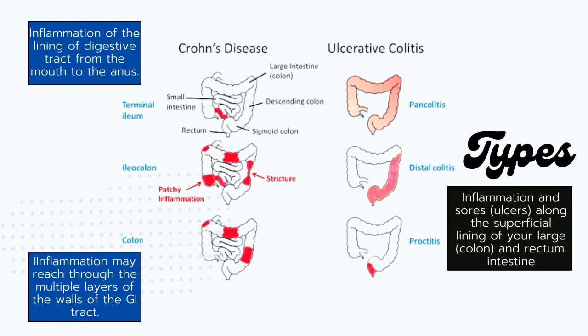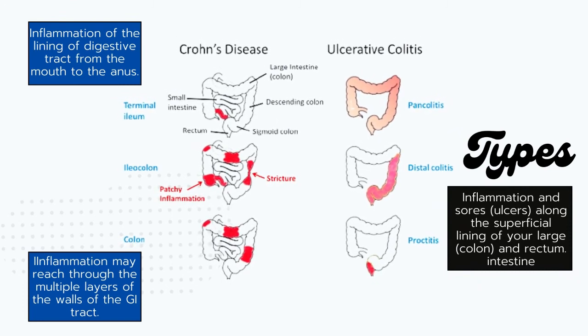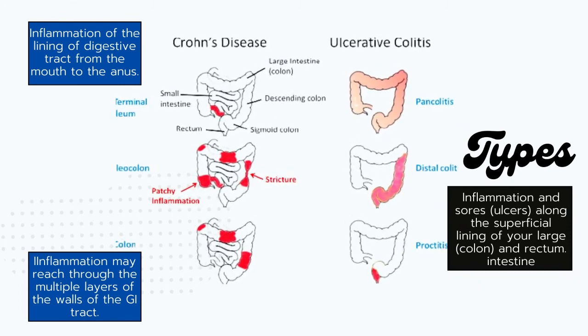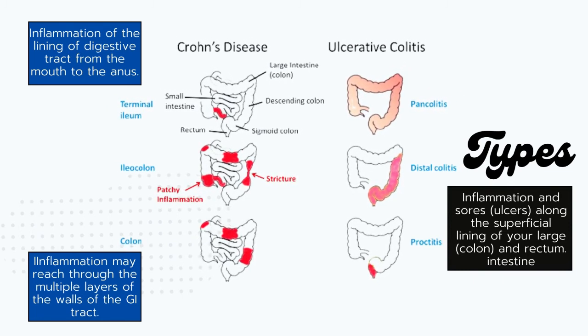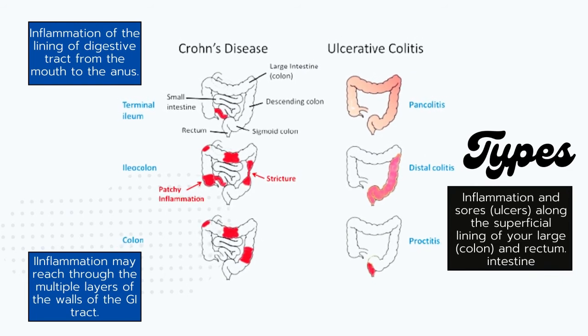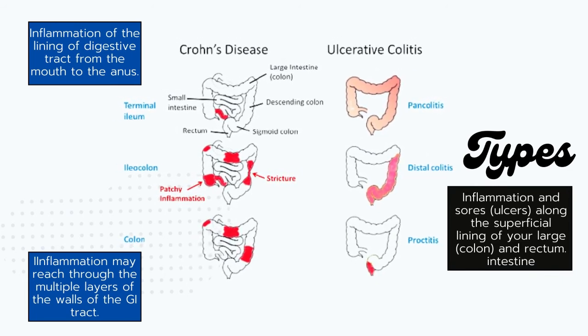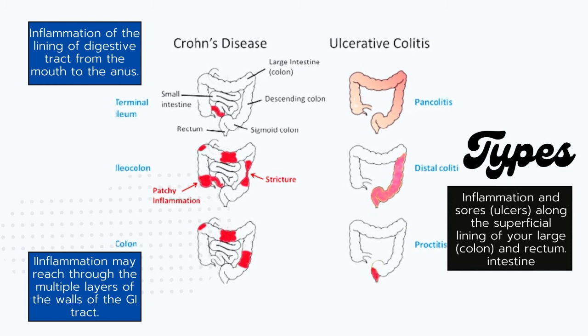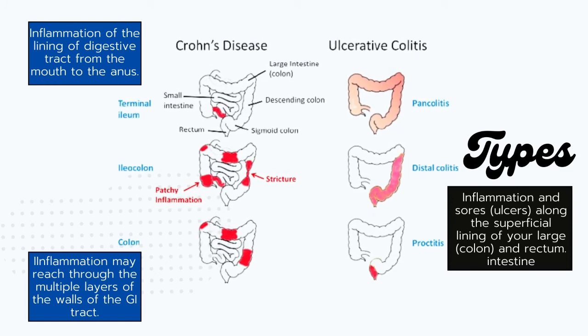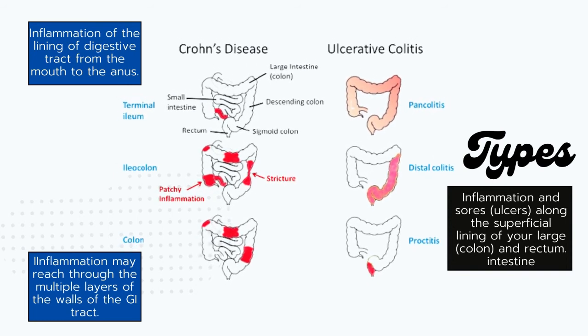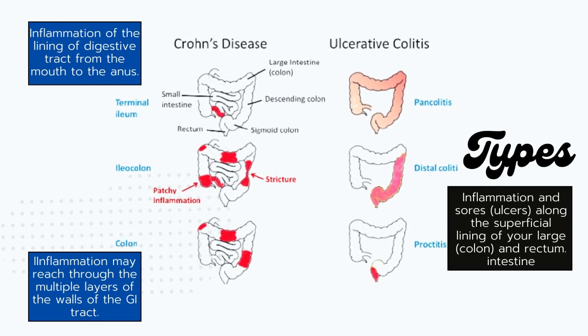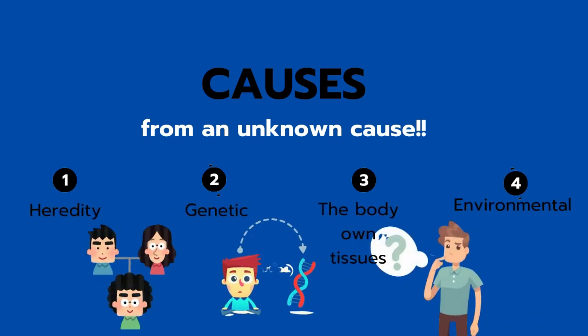IBD can be classified into two types. First, Crohn's disease. This type of IBD is characterized by inflammation of the lining of the digestive tract, which often can involve the deeper layers of the digestive tract. It also can affect any part of the GI tract, from the mouth to the anus. Second, ulcerative colitis. This condition involves inflammation and sores along the superficial lining of the large intestine and rectum.